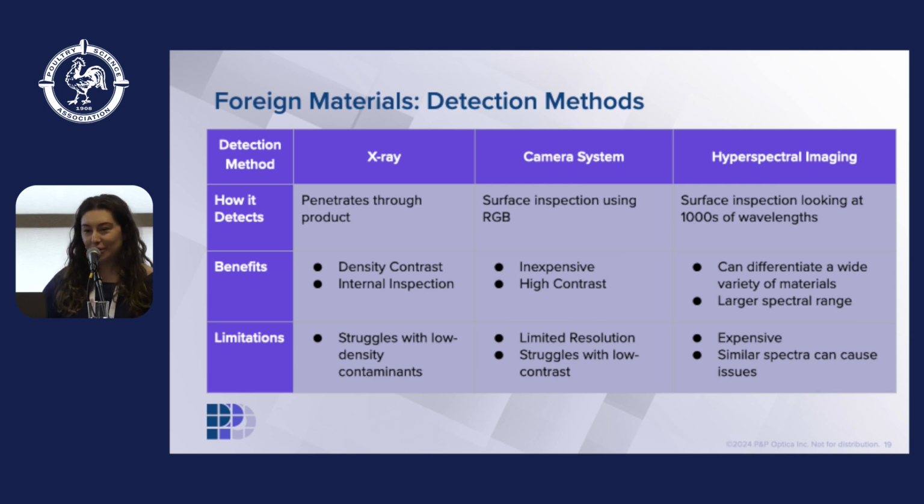And then we have hyperspectral imaging, which instead of looking at contrast of materials or density, looks at the chemical signatures. This means that you get a lot more information. RGB is three values. Hyperspectral can be thousands of wavelengths that you're actually analyzing for differences in these materials, which means that it's very good at a broader range of foreign materials compared to the other two imaging techniques I just talked about.